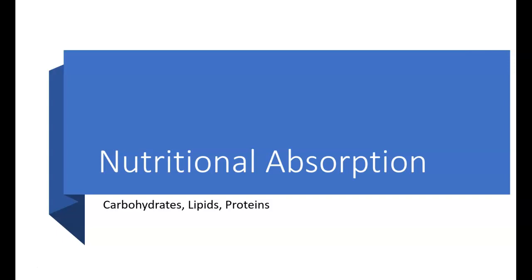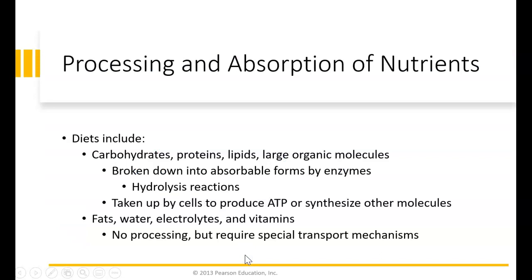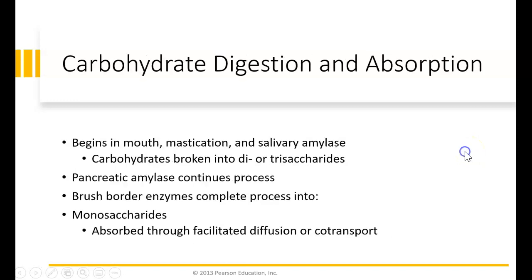So in this video, we're going to look more closely at the process of chemical digestion and absorption. Large food molecules, like proteins, carbohydrates, and lipids, all need to be broken down into their smaller parts. They are typically broken down through hydrolysis reactions. They are going to be taken up by the cells to produce ATP or to make other molecules needed by the cell to function. Fats, waters, electrolytes, and vitamins don't need to be processed or broken down, but they require special transport mechanisms to get them out of the digestive tract into the bloodstream.